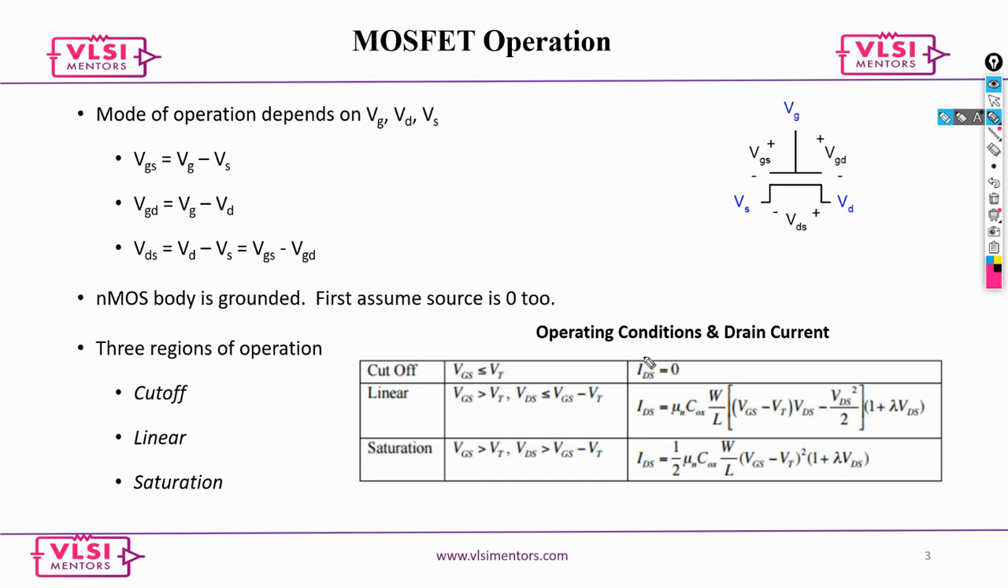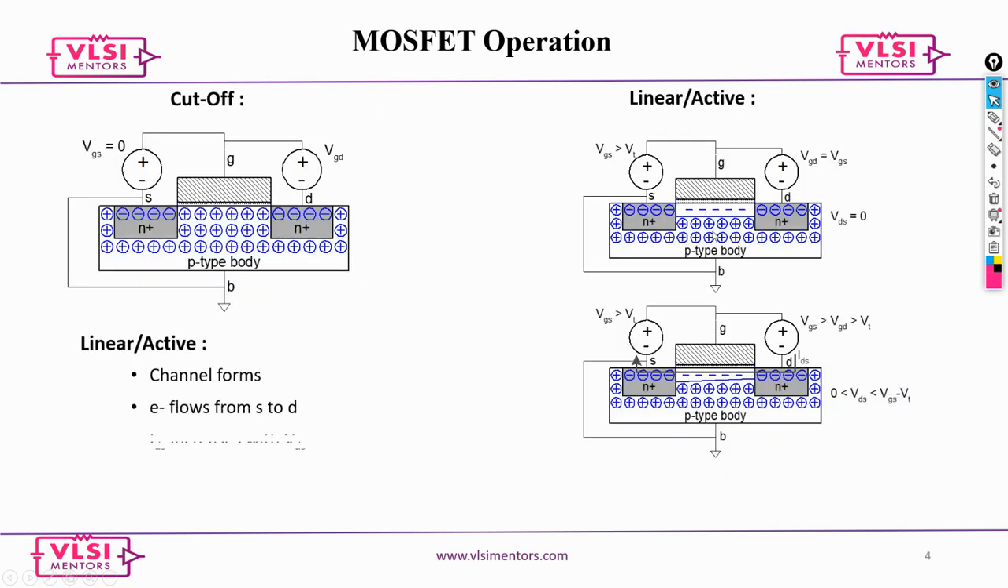Now you need to understand that during the cutoff, the ID, which is the drain current, is basically zero. During the linear, the IDS is some value. And in saturation, the current is going to be constant. Now let's understand how the physical structure changes when it comes to the cutoff.